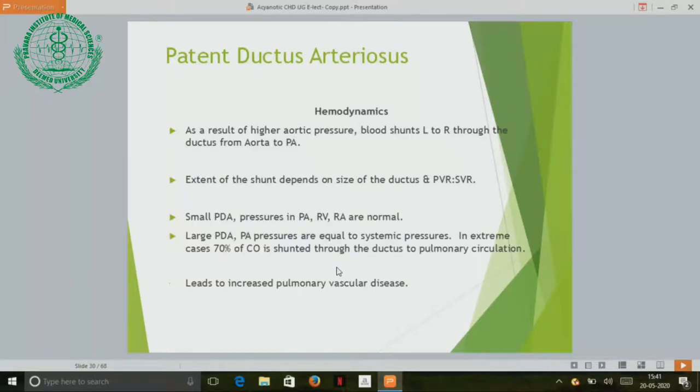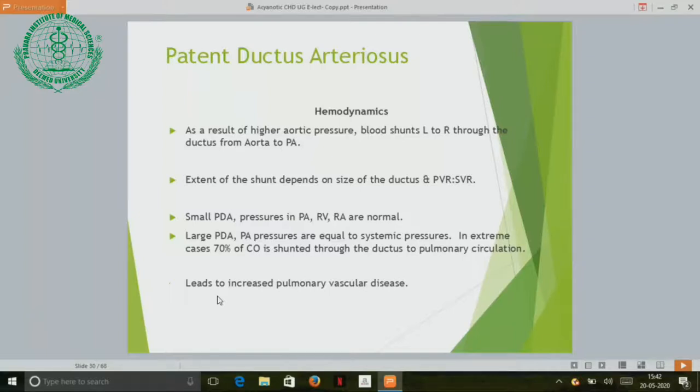So hemodynamics, as we see, there is a higher aortic pressure. Because of this higher aortic pressure, blood shunts across this PDA in a left to right direction, and blood comes into the pulmonary artery. The quantum of blood depends on the size of the shunt and the interplay between pulmonary vascular and systemic vascular resistance. If the size is small, around 2 or 3 millimeter, pressures in the pulmonary artery, right ventricle and right atrium will be normal. But in a large PDA, pulmonary pressure increases and almost equalizes to the systemic pressure. And over a period of time, that can lead to pulmonary vascular disease.